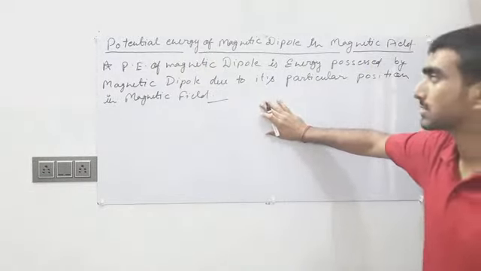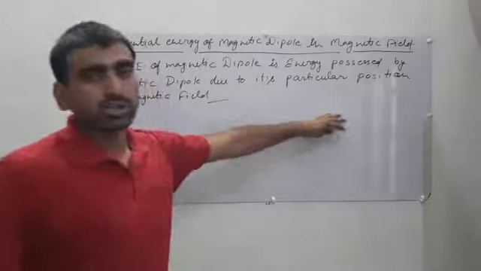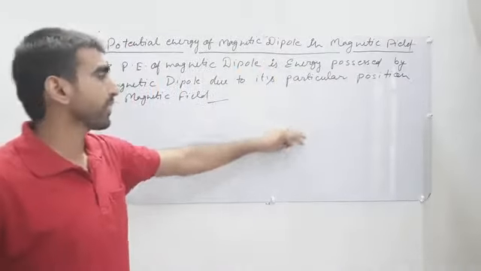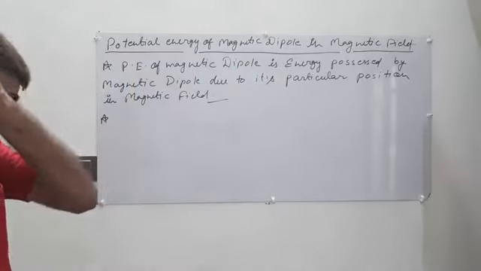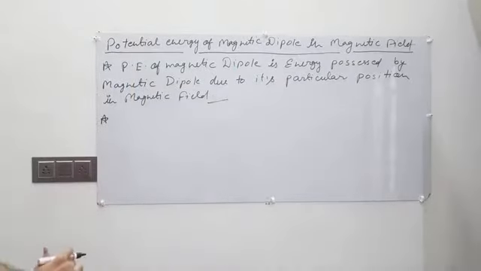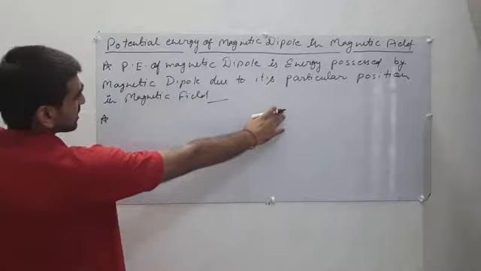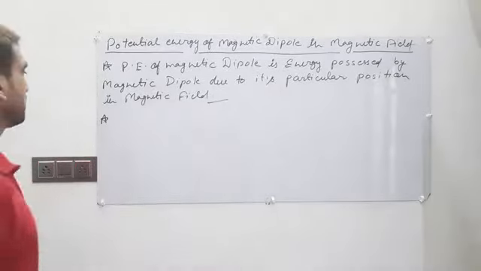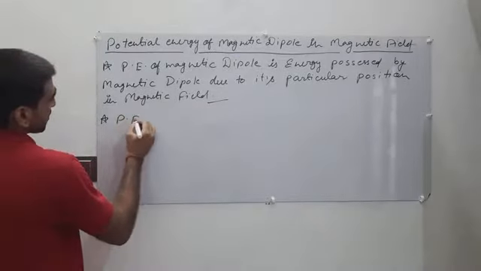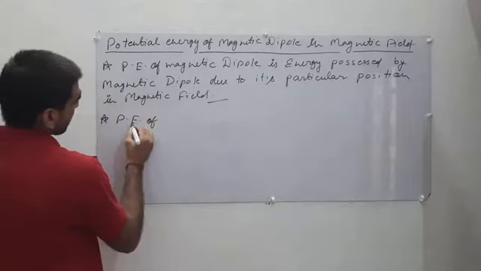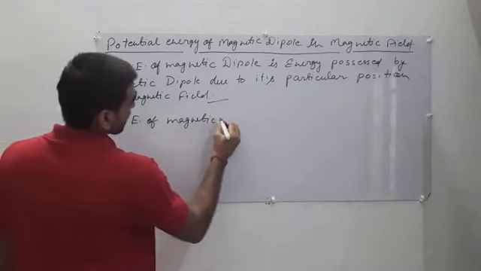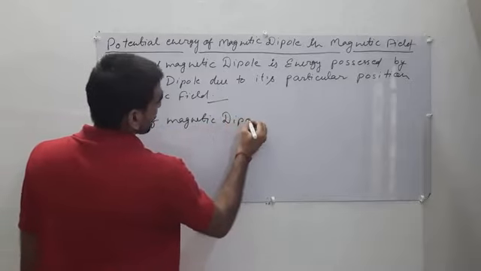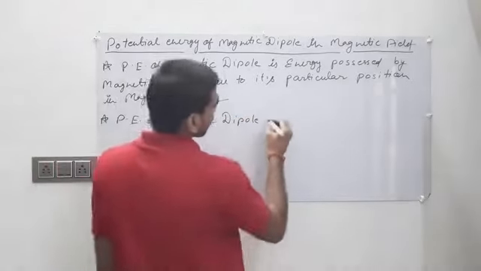When we discuss potential energy of a magnetic dipole in a mathematical way, the definition is different. And what is that definition? Potential energy of a magnetic dipole is the work done.